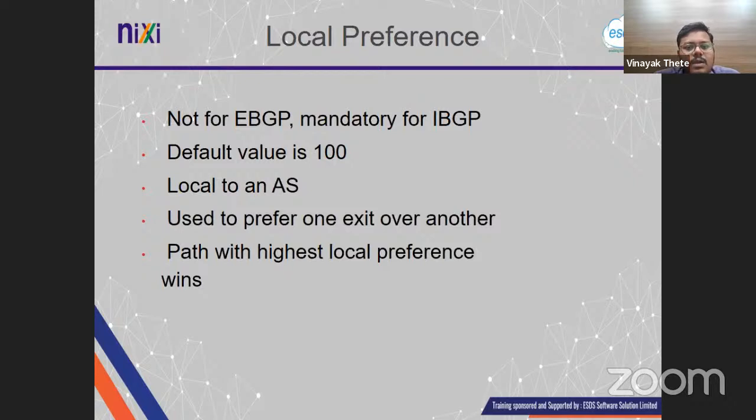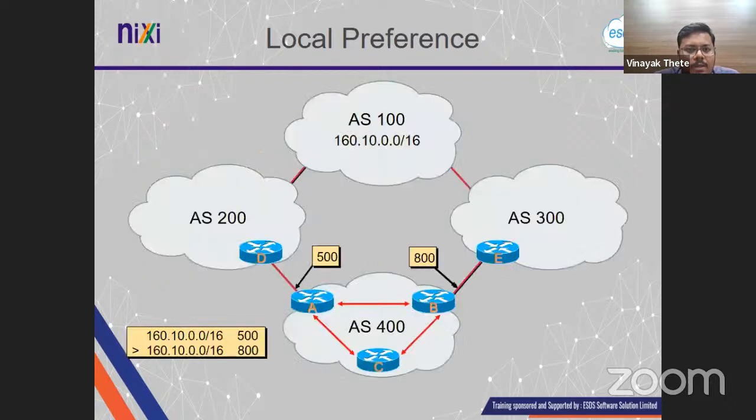So for iBGP, it is mandatory. For eBGP, local preference is not being used. Basically, the default value is 100 and it is local to the AS. So in this way, local preference works.